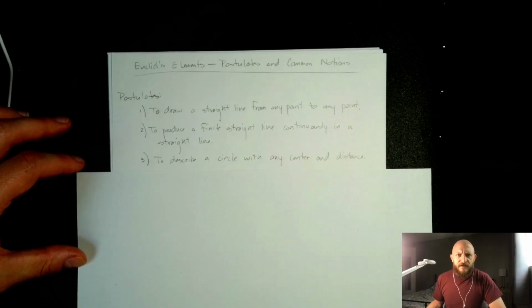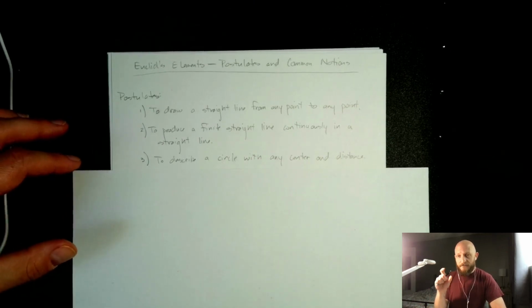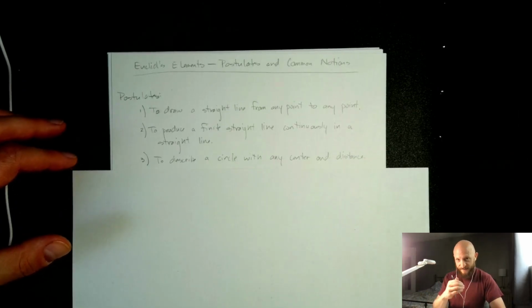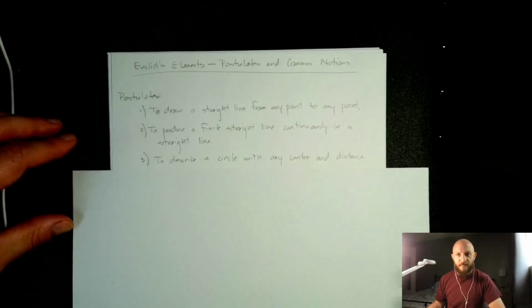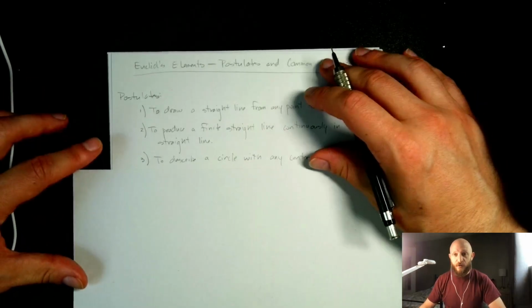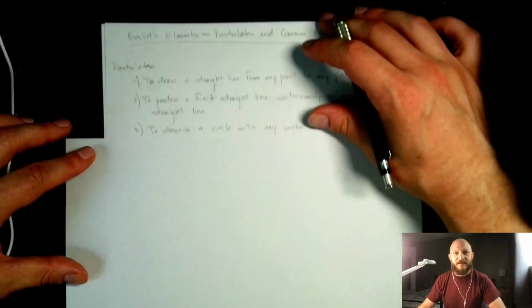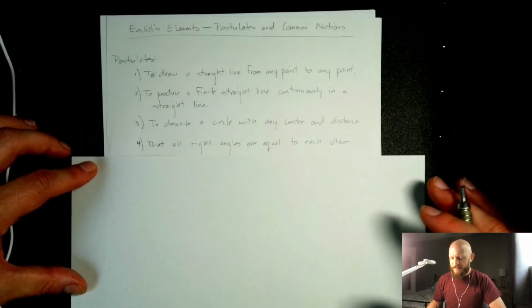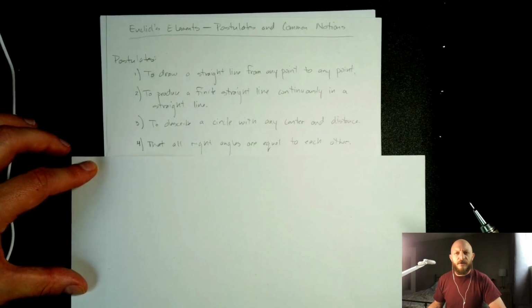The third postulate is to describe a circle with any center and distance. So all that this one is saying is that if you have some center and some line segment, you can create a circle with that center and a radius of that line segment. That's all it's saying, that yes, we can create circles. That's pretty much what postulate 3 is saying. Postulate 4 says that all right angles are equal to each other. Again, it feels very obvious. Why would you ever need to prove that?